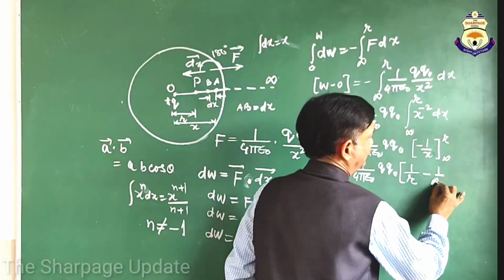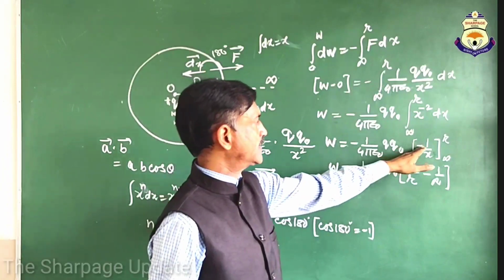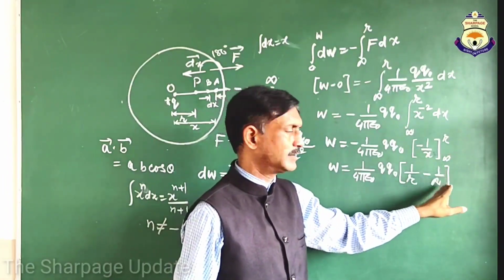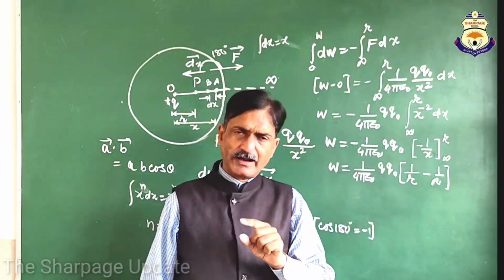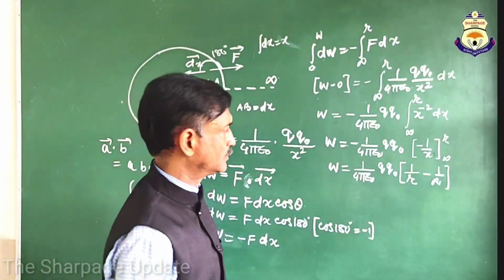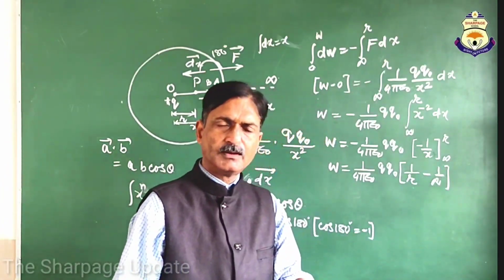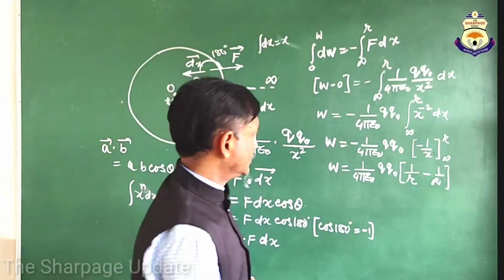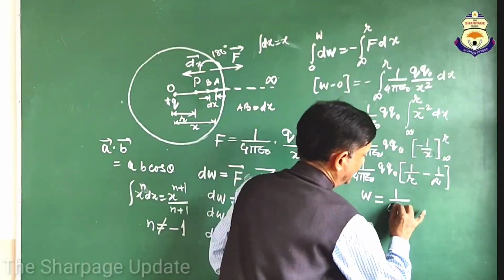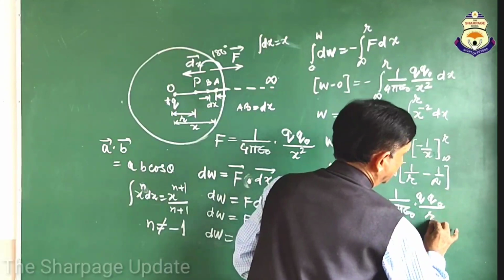This minus sign and this minus sign makes positive, so these two signs will be removed, and by substituting the limits we get 1 upon r minus 1 upon infinity. And as we know that the value of 1 upon infinity is always equal to 0, so this term will be 0. 1 upon r minus 0 equal to 1 upon r, so we get W equal to 1 upon 4 pi epsilon 0 into q0 upon r.